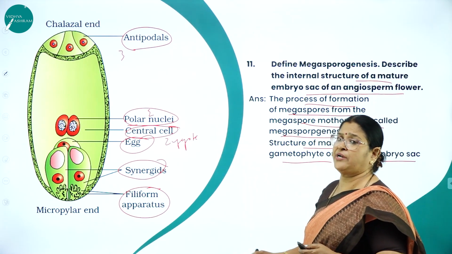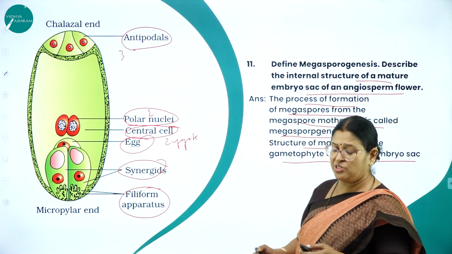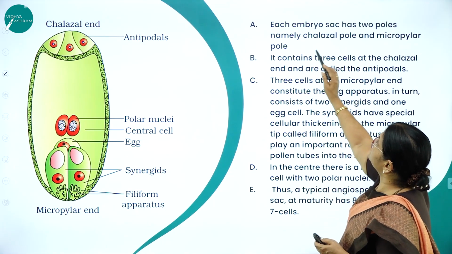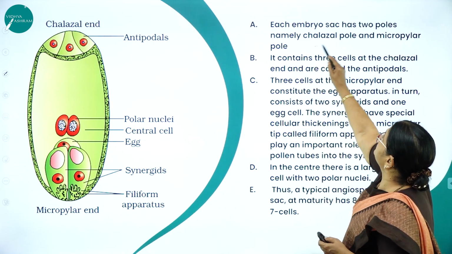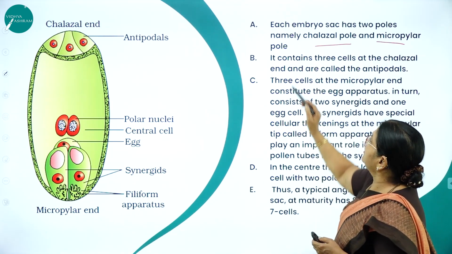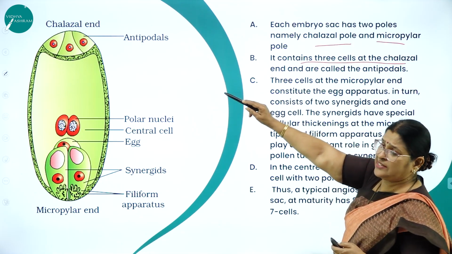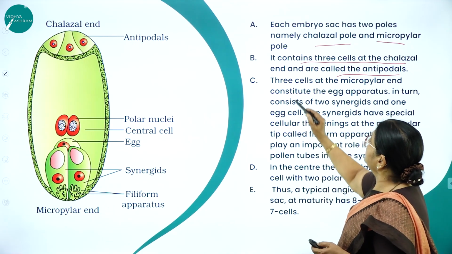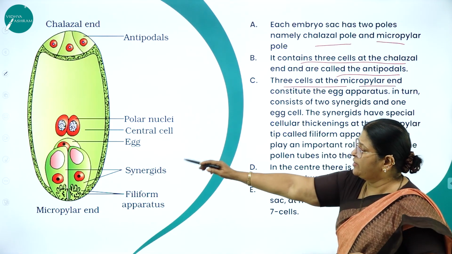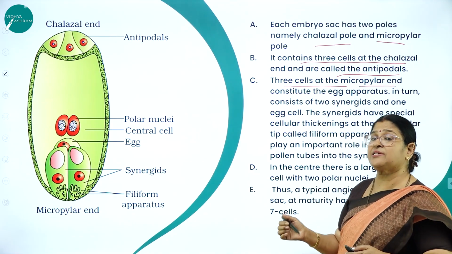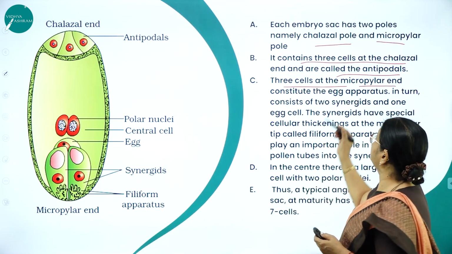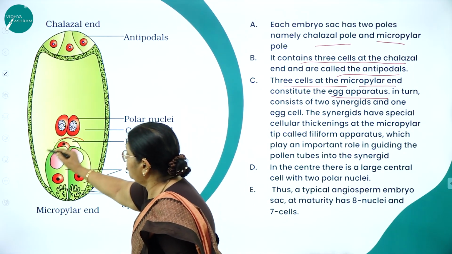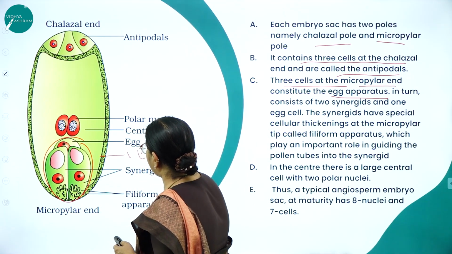Structure of mature female gametophyte or mature embryo sac. This is a very important diagram from examination point of view. Each embryo sac has 2 poles, as already said, the chalazal pole and the micropylar pole. It contains 3 cells at the chalazal end, called antipodal cells, which will degenerate. Then 3 cells at the micropylar end: among the 3 cells, 2 are synergids and 1 is the egg cell. Together, this whole thing is called the egg apparatus.